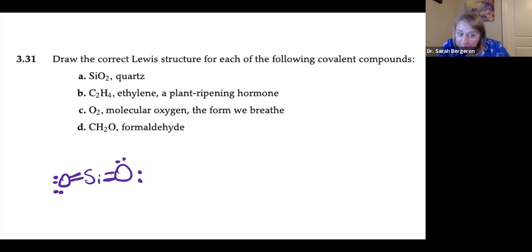So what do we get? Let's count silicon in the middle: 2, 4, 6, 8. Looks good. Then let's check our oxygen: 2, 4, 6, 8. You have a complete octet. Let's check our other oxygen: 2, 4, 6, 8. Yes, we have a complete octet, so we're good. You just don't want to leave your structures with all these numbers all over them. Okay, so that was A.